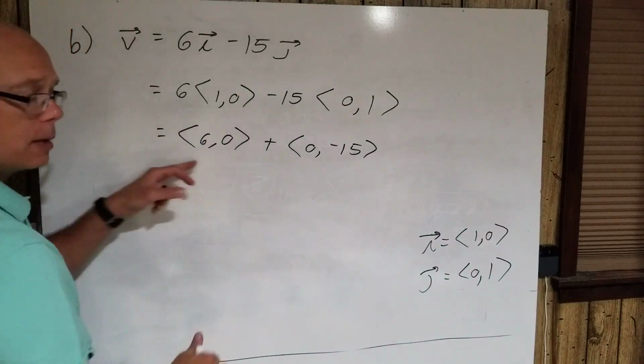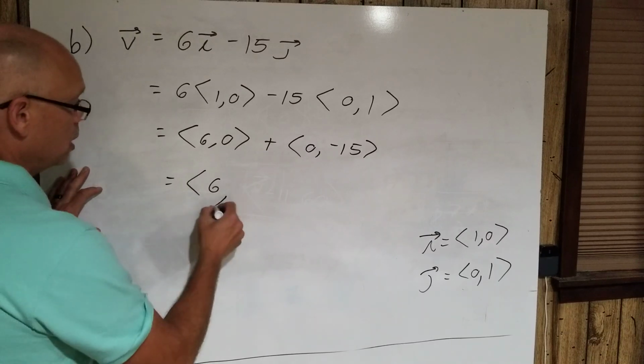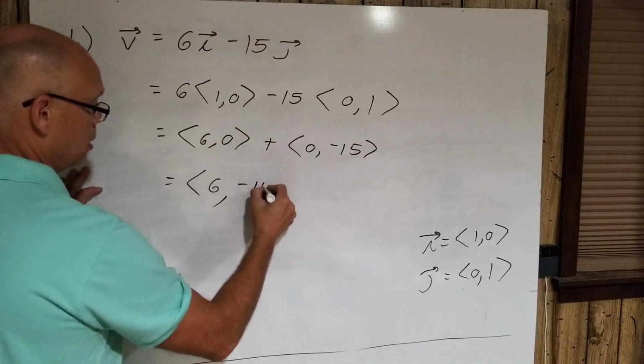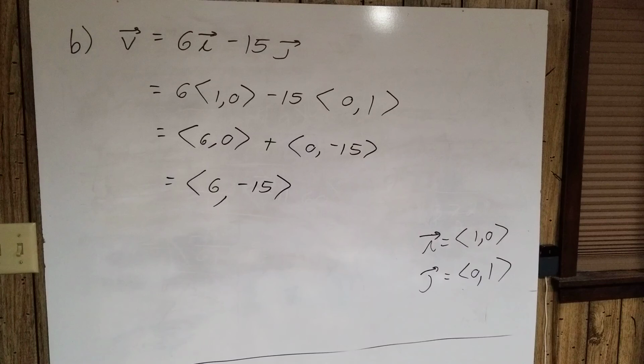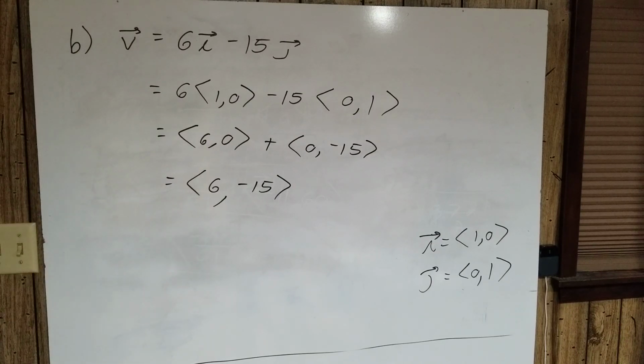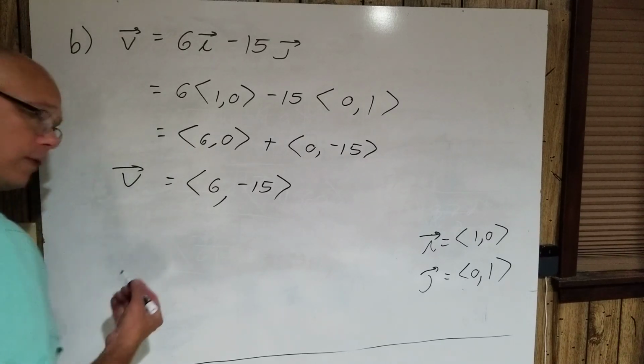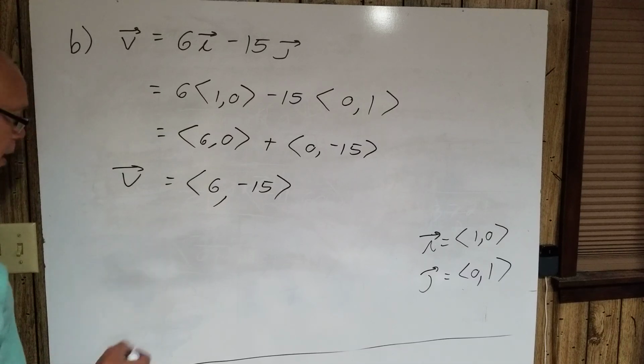We add their first components, 6 plus 0 is 6, and add their second components. So we get 6, negative 15. So that's another way to represent vector v in component form, 6, negative 15, okay? So that's really vector v. Now what do I want to do? I want to find the unit vector in the same direction as vector v.